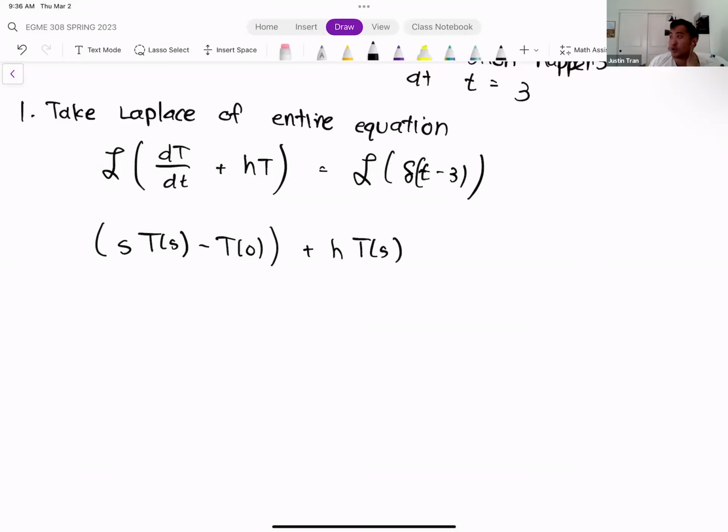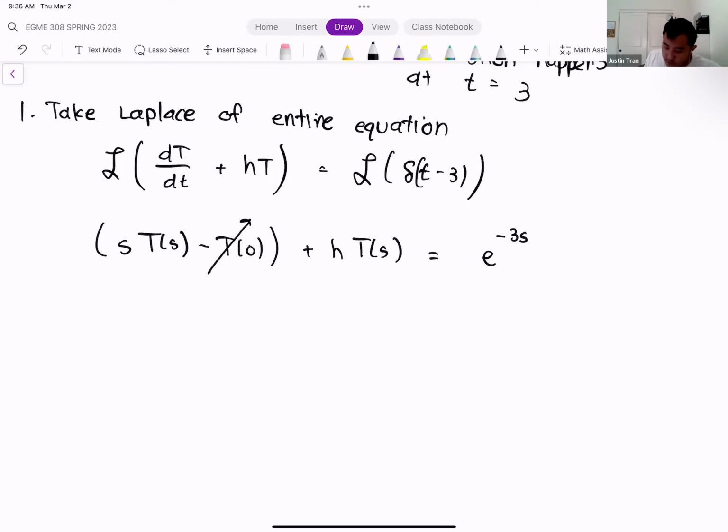And then we take the Laplace transform of hT, and that gives us h times T of s. And this is equal to the Laplace transform of delta(t minus 3), so that's e to the minus 3s. Once again, we end up with an exponential term, and that's going to cause a t shift once we're all done with everything else.